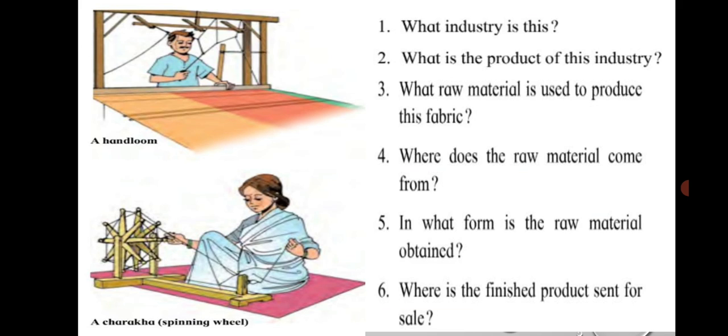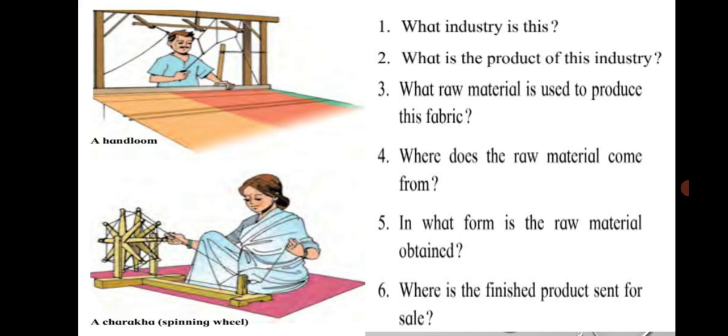Now look at the pictures shown here and answer a few questions given in your textbook on page 84. What industry is this? Looking at the picture, we can understand it's the textile industry. A handloom is used, a spinning wheel, that means something related to clothes. A charkha is called a spinning wheel. So, this is a textile industry.